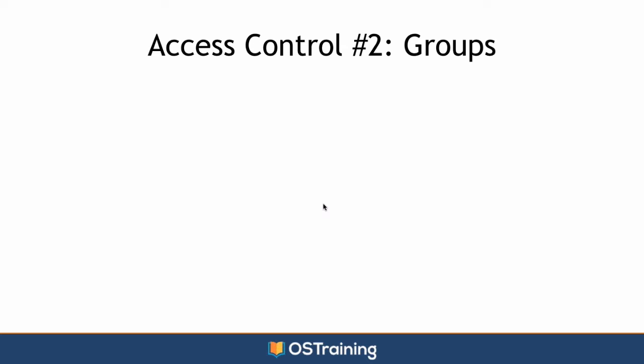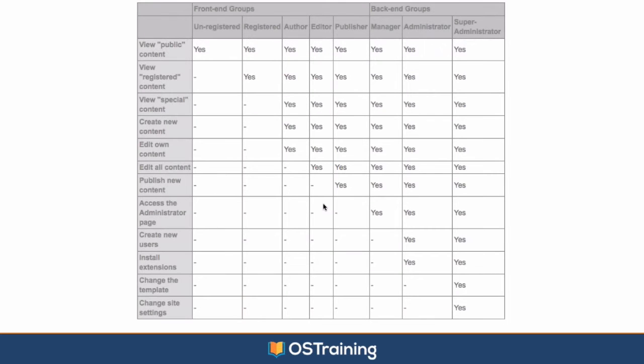Access control number 2 is the group settings, and here's a pretty good chart that gives you an overview of what users can see and do. So at the public level, unregistered users can see content that has been assigned to the public level. They can't view registered content. People who are registered can view registered content. You'll notice the third column over, the author column. They can obviously view public and registered content. They can also view special content.